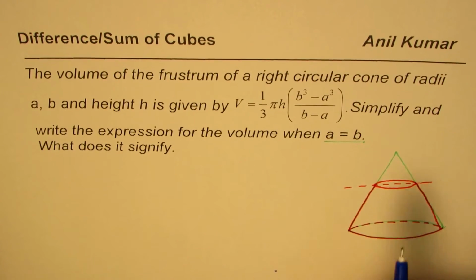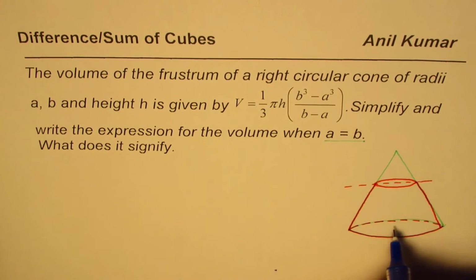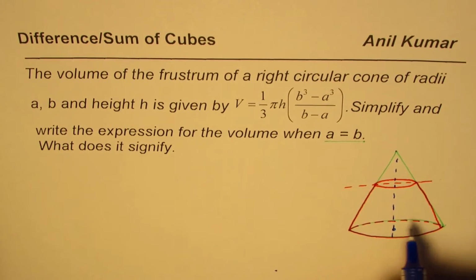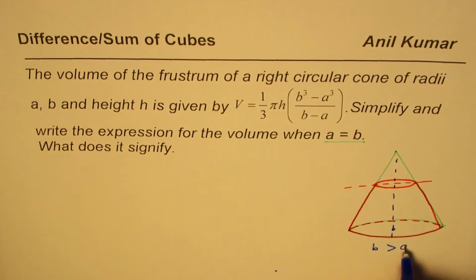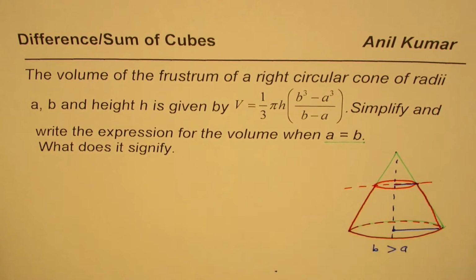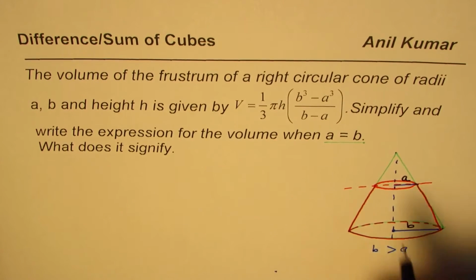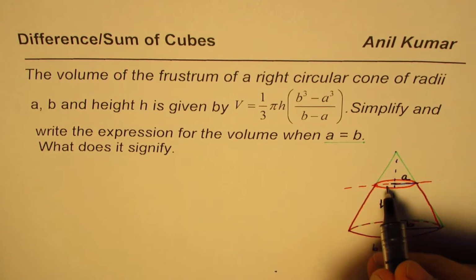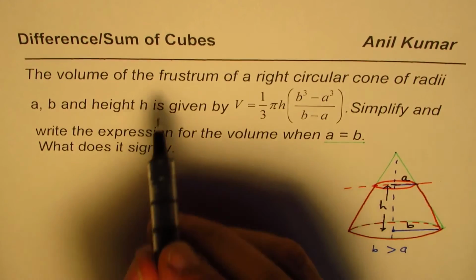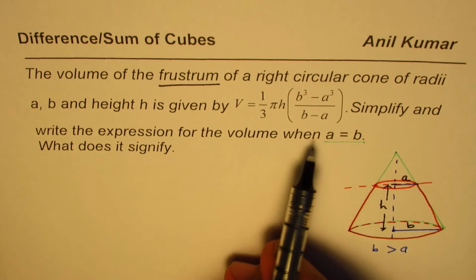Okay, now when we say of radii a and b, since we are taking b minus a, let me draw this perpendicular line. That's the center. So that means b is greater than a, correct? So this radius is b for us, and this one is a for us. So I'll write this as b and this as a, and the height is the distance between these two. So this is the height. That is the structure which we call a frustum. That's the first thing. Okay, let's jump back to the part a equals b.